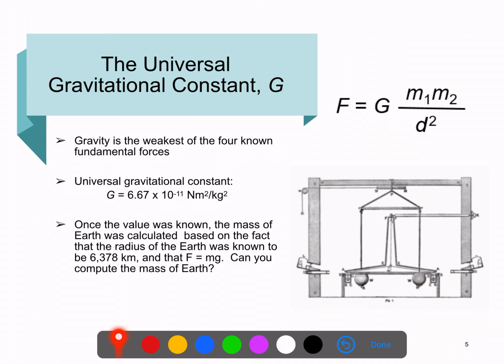How it worked was essentially that you had two massive objects, and through a torsion scale, the details of which we're not going to go into, you're able to measure the force of attraction between these two massive objects or spheres.